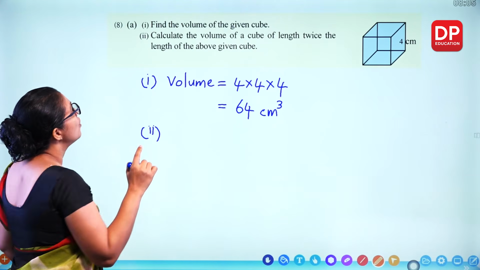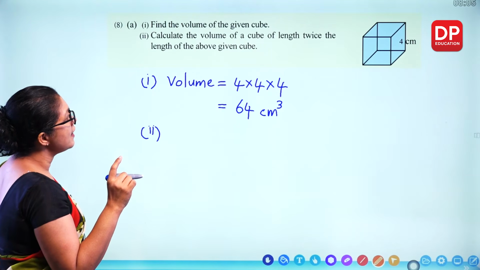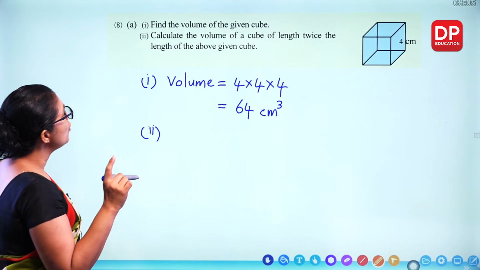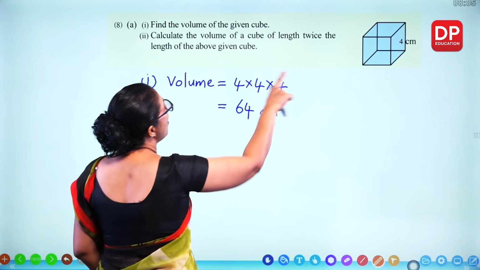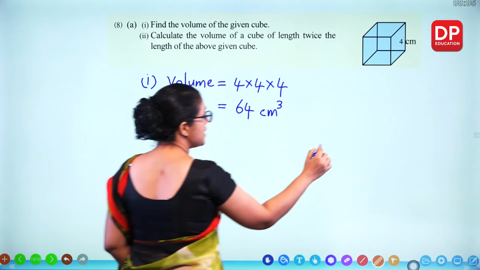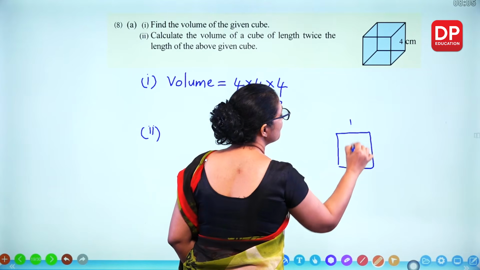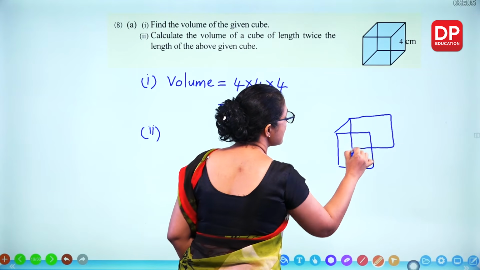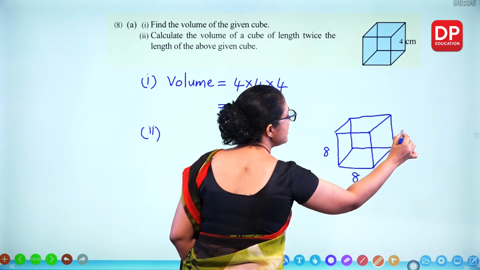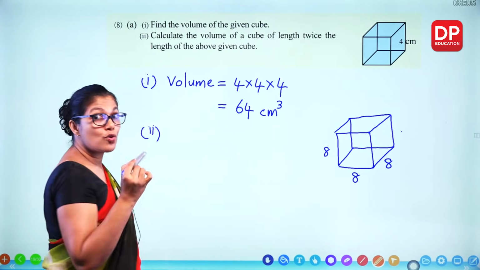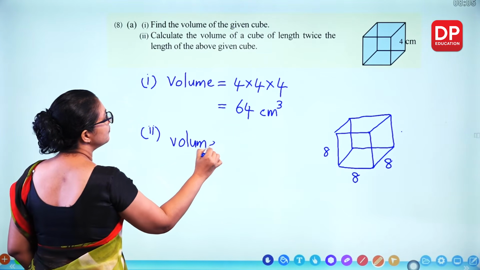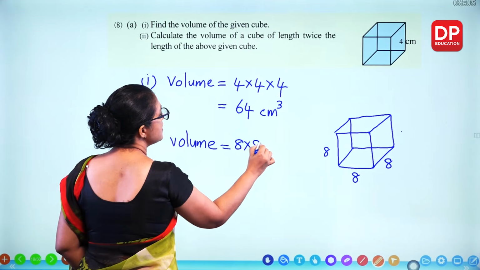Part 2. Calculate the volume of a cube of length twice the length of the above given cube. So that means in the new cube, what's the side length? Side length is 4 times 2, 8. All these lengths are 8s now. So what's the new volume now? 8 times 8 times 8.